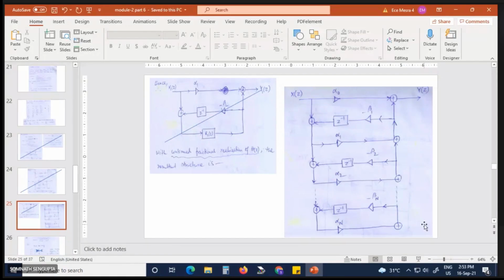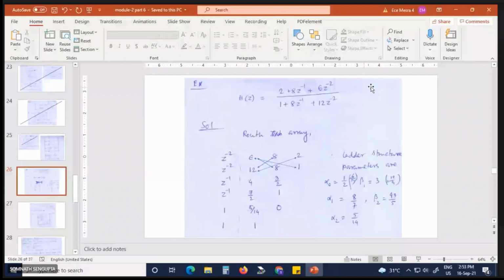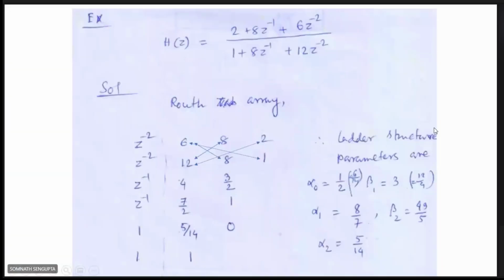So it will be clear when you do an example. So we have, say, this example: 2 plus 8z inverse plus 6z to the power minus 2, over 1 plus 8z inverse plus 12z to the power minus 2. First alpha 0 is obtained as 6 by 12, an by bn. So it is half. Beta 1 is 12 by 4, next term it is 3.